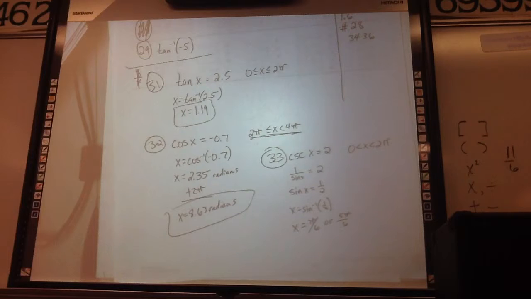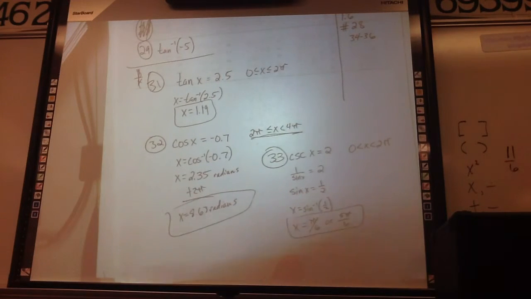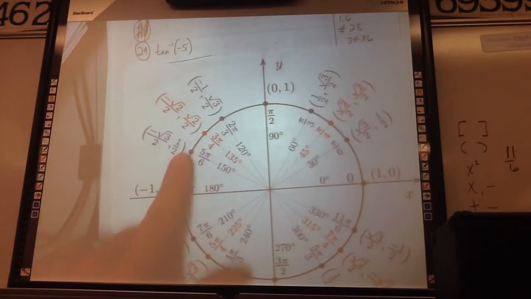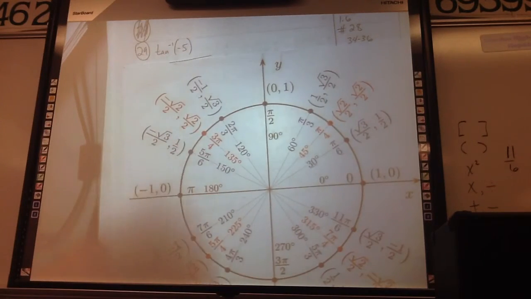Okay, wait, do it again. That's when you add 2 pi to it, right? No, because it's between 0 and 2 pi, it's just this one right here. I just use my unit circle instead of my calculator.